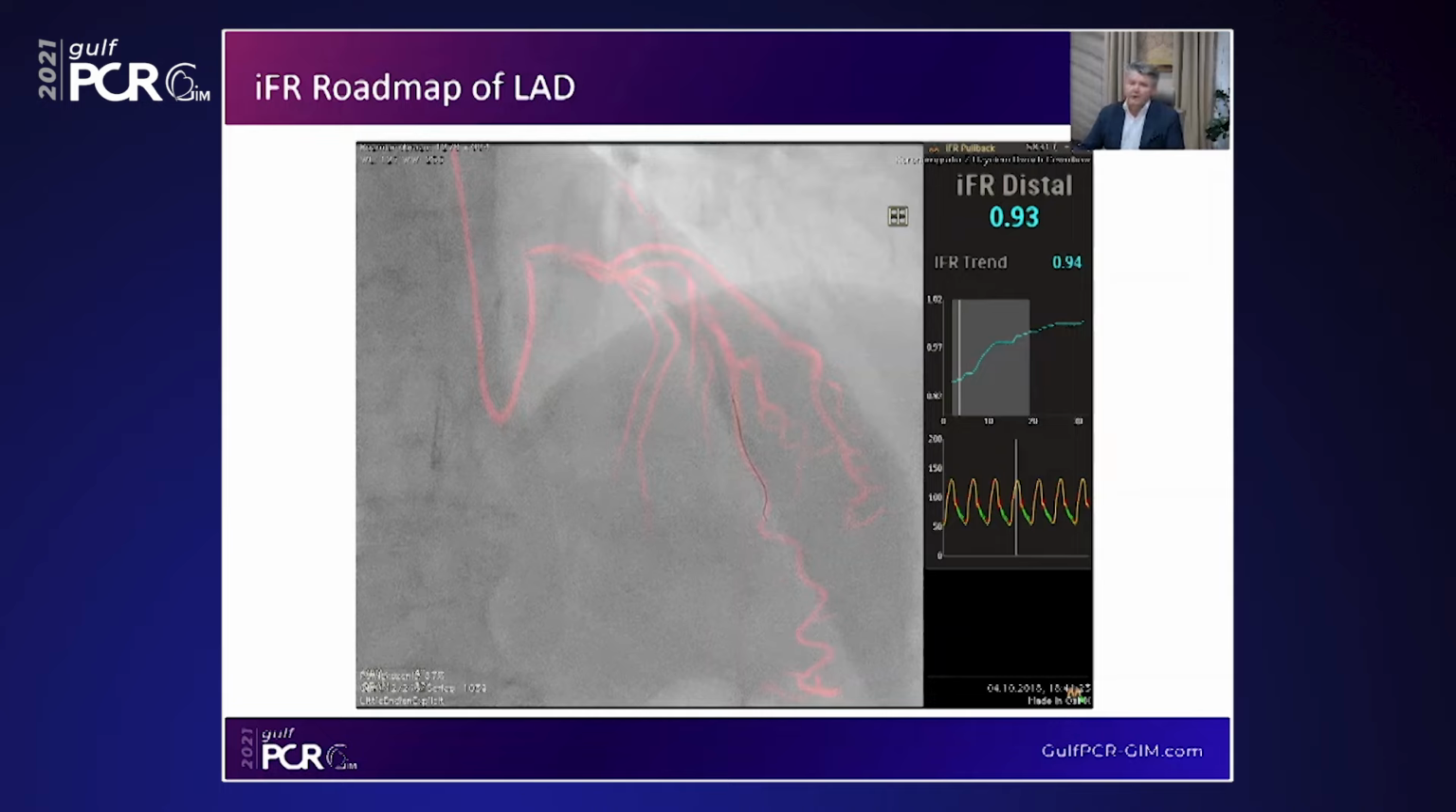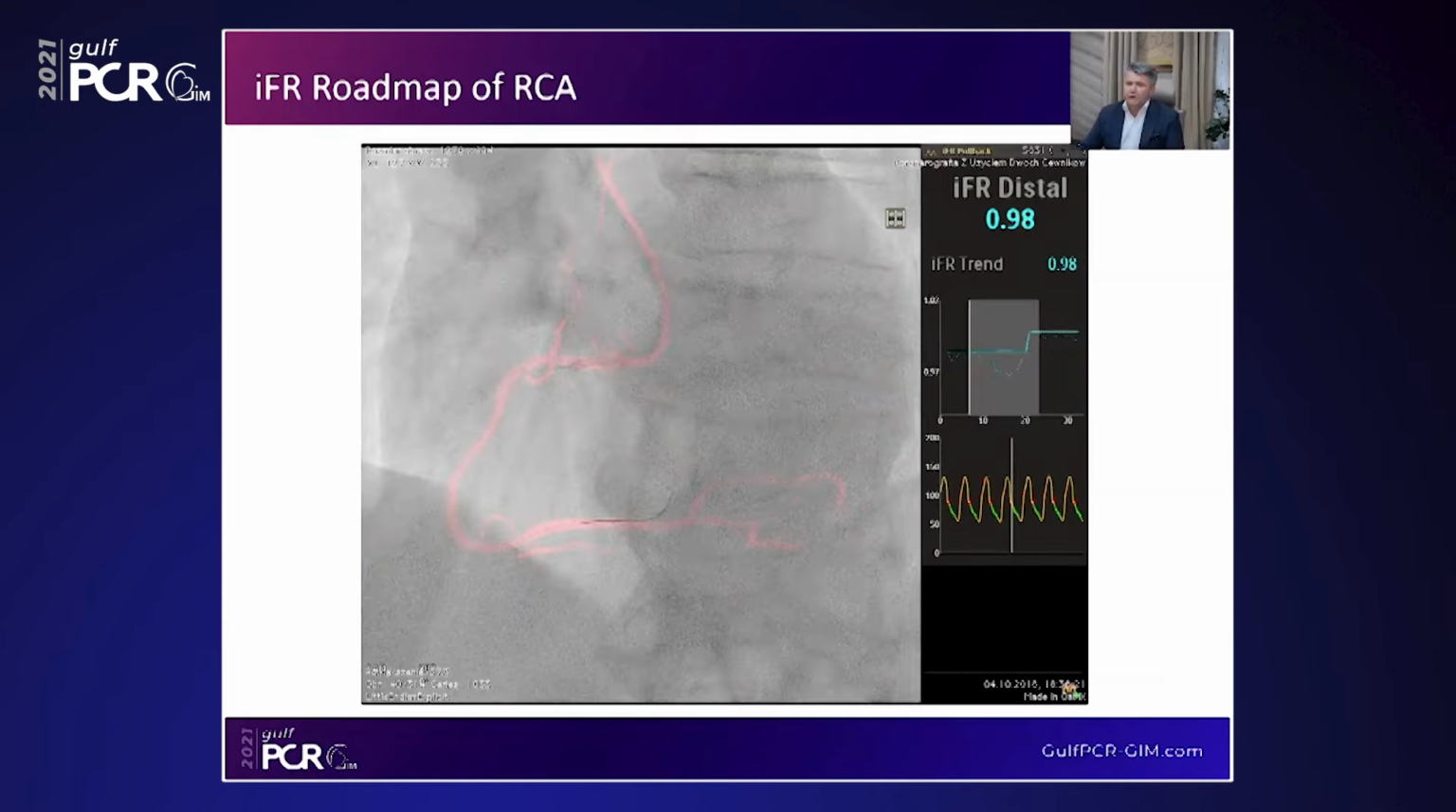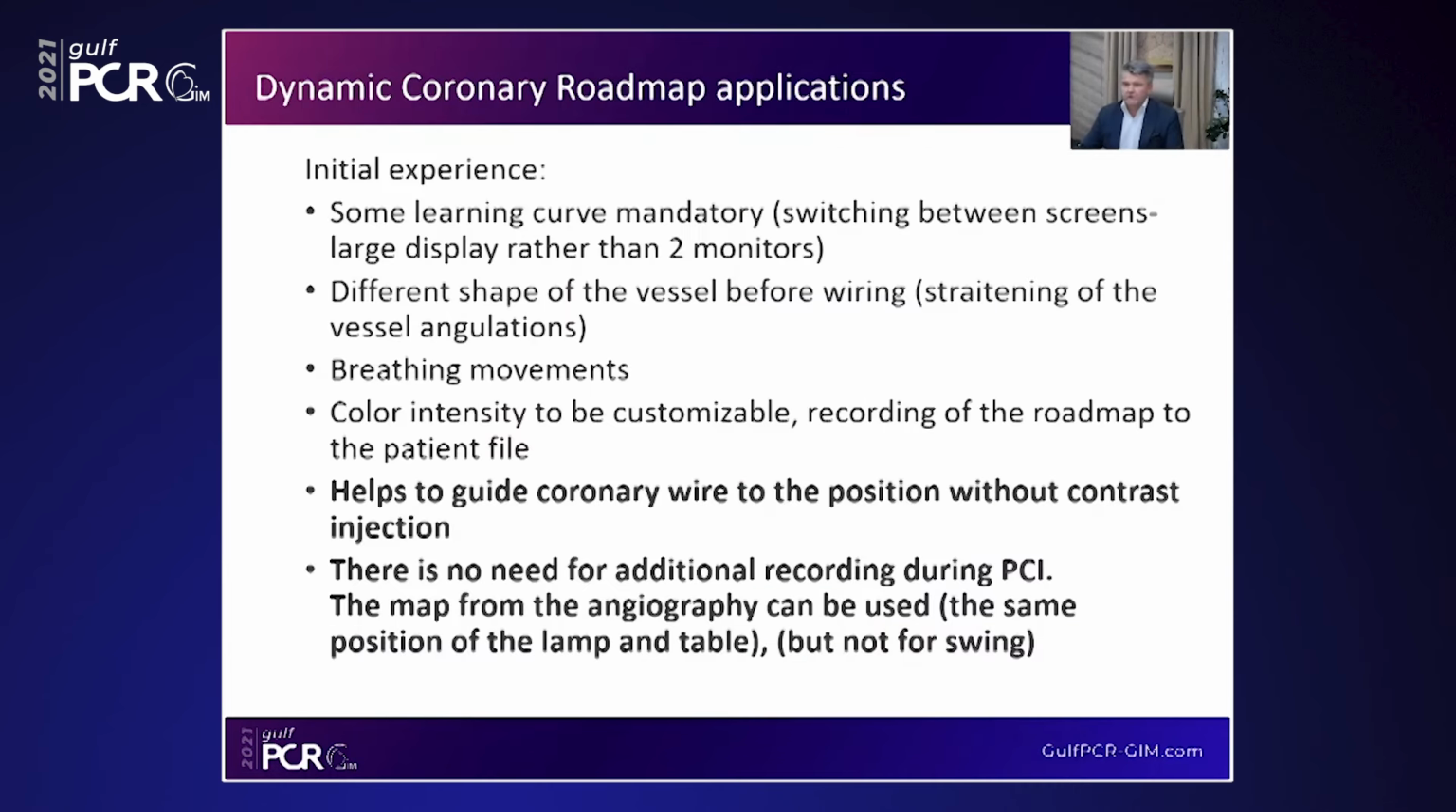Here iFR was 0.93, so no need for intervention. If you go with even the scout technique, you can do the pullback with your physiology wire, and you can map the vessel, where your target area is and where to put your stent if needed. So of course there is some learning curve based on the preliminary experience. However, it's not so difficult, and in the majority of cases you can really go the easy way, with the coronary wire, to position your wire without contrast injection, which is very important.